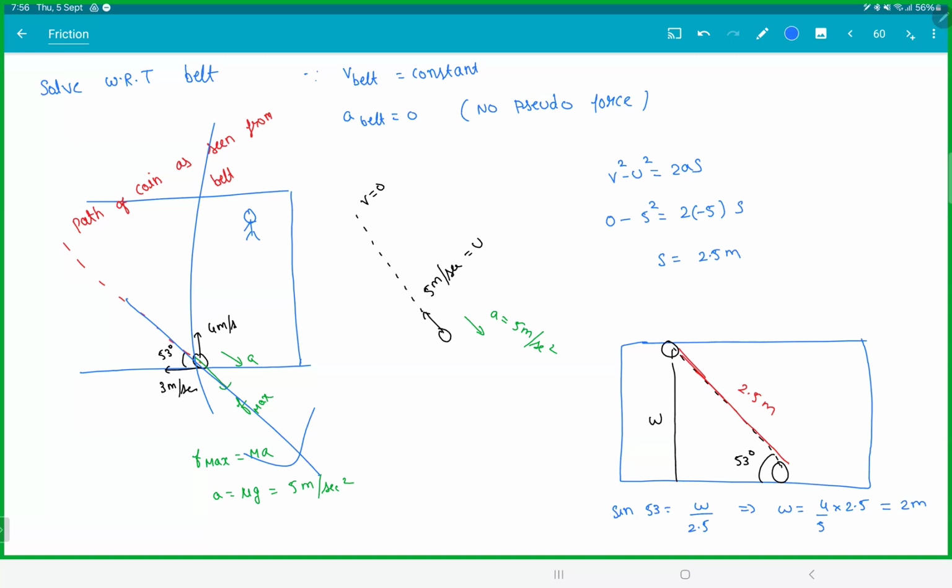So that is what Puroj was saying. He was saying you should have taken the component. Then you would have got the answer actually. All clear with this?